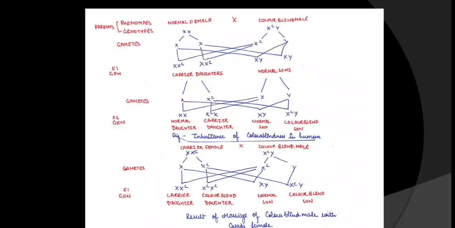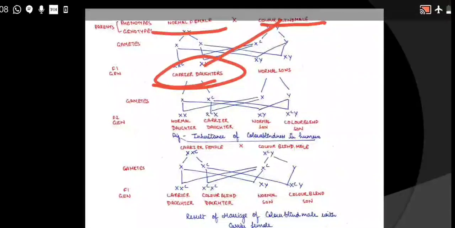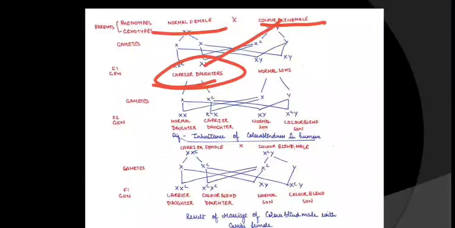Color blindness also follows the same pattern. If a color blind male marries a normal female, he transfers this disease to his daughters, who are carriers. The father is transferring to the carrier daughters, and when these daughters marry a normal male, they transfer the disease to their son. This type of pattern is called criss-cross inheritance, also called the zigzag pattern of inheritance.